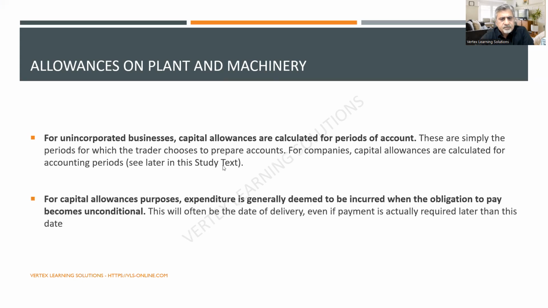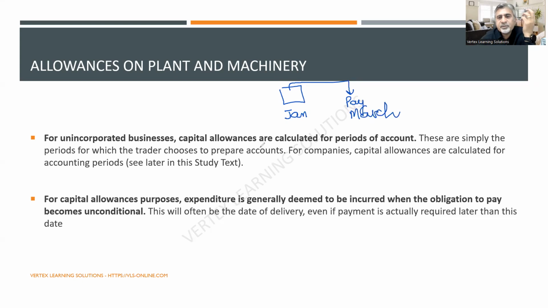For capital allowance purposes, expenditure is generally deemed to be incurred when the obligation to pay becomes unconditional. Obligation to pay becomes unconditional, which means that you must pay. And when do you must pay? When you receive the delivery of goods. So if I purchase an asset in January and receive the asset in January, it is possible that I make payment in March, 2 months later.